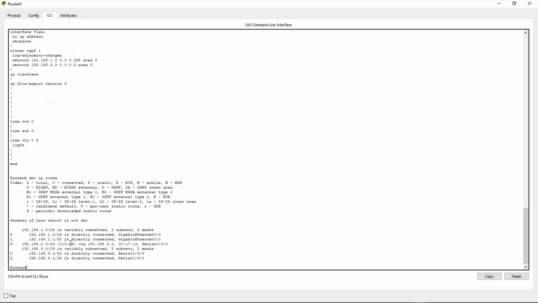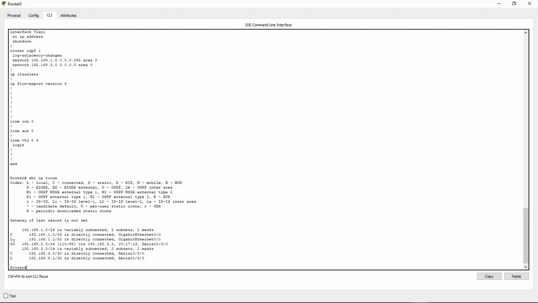Yeah, show IP route. This also tells you all the connections, so you can see all of the routes to other networks. So from the 1.0 network, how do I get to the 2.0 network? How do I get to the 3.0 network? It has all this information.